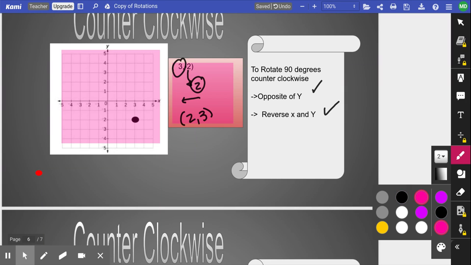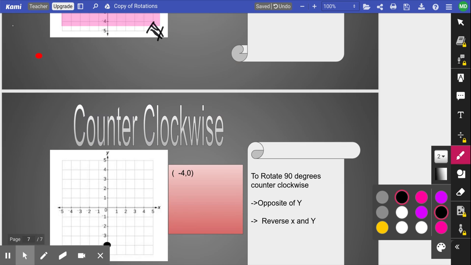So the new ordered pair is 2, 3. Your original was 3, -2. And your one that has been rotated a quarter turn counterclockwise 90 degrees, which is the A prime, is 2, 3. All we did was spin it around. If it were in quadrant 4, we had to spin it around to quadrant 1. Okay? All right, last one.